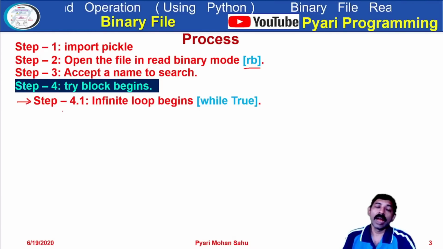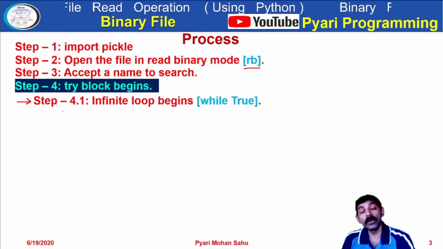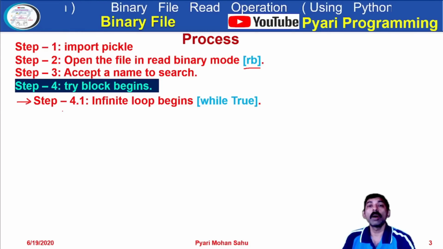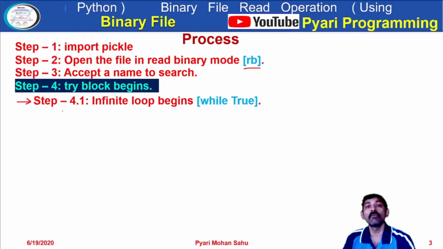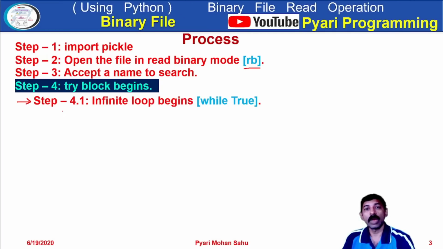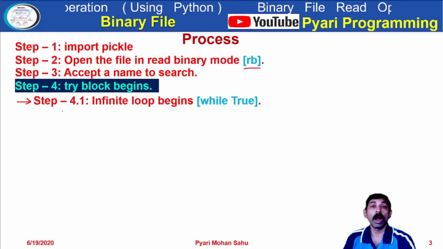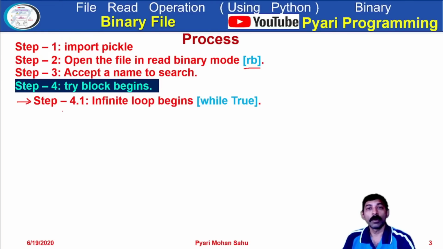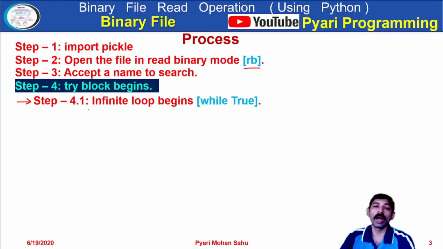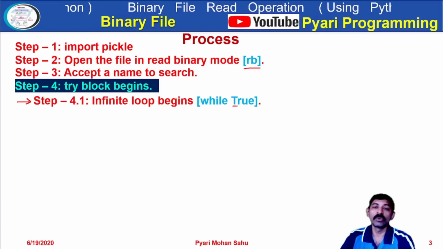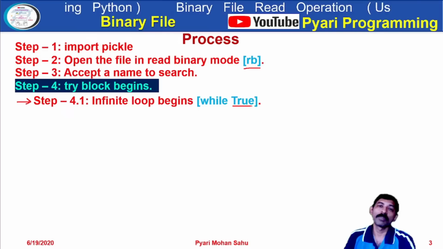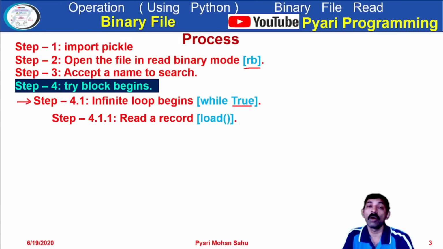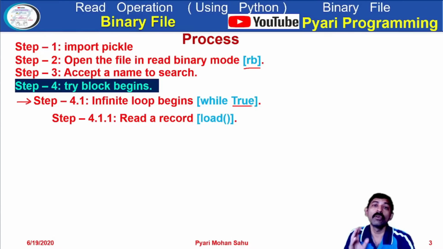After this, I will use an infinite loop. Why an infinite loop? Because, as I already told you, I don't know how many records there are in the file, and I will read one record at a time. Now how to make an infinite loop? I will use while True, which makes it always true. There may be a question arising in your mind: if it is an infinite loop, then how will we come out of it? Hold on, I will tell you how we will come out of it.